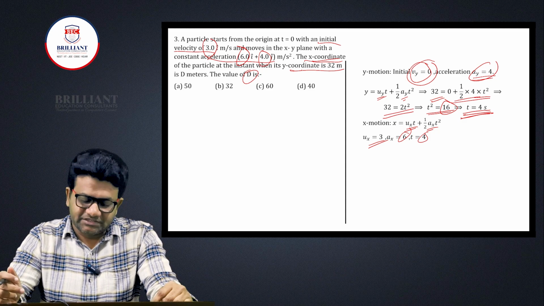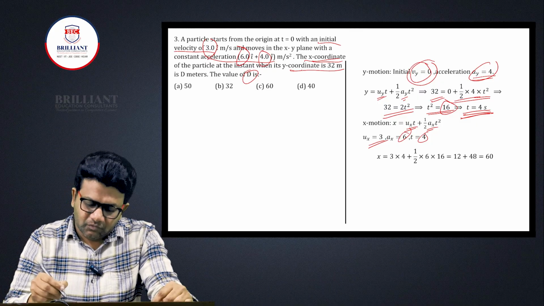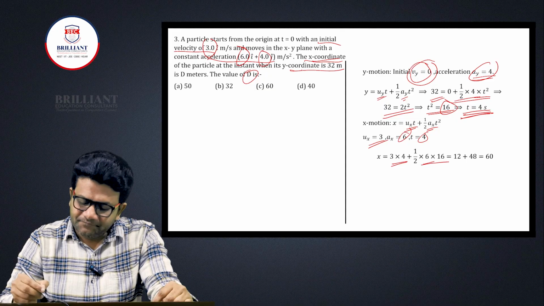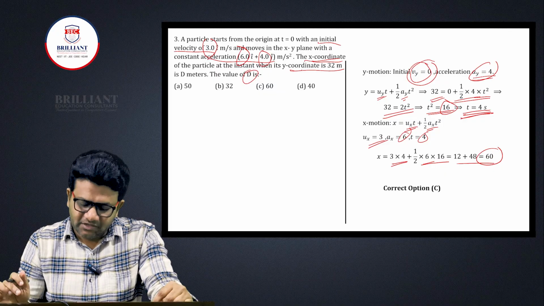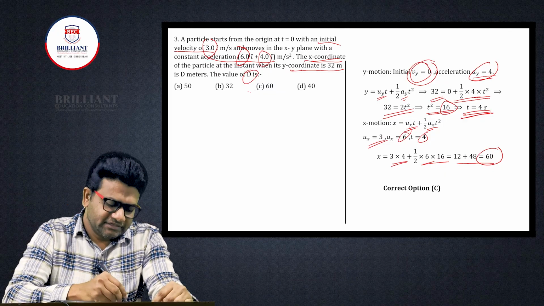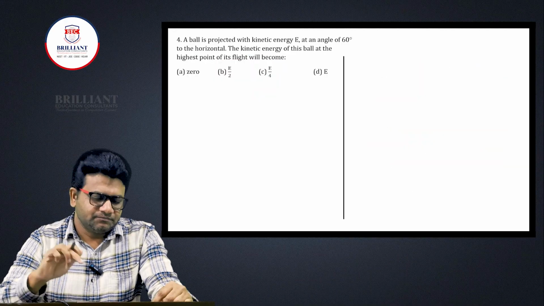So now substituting in the equation, x equal to uxt plus half axt square. 12 plus 48 is equal to 60, which is the answer. So you can see the correct option is C. Now we are going to the next question.